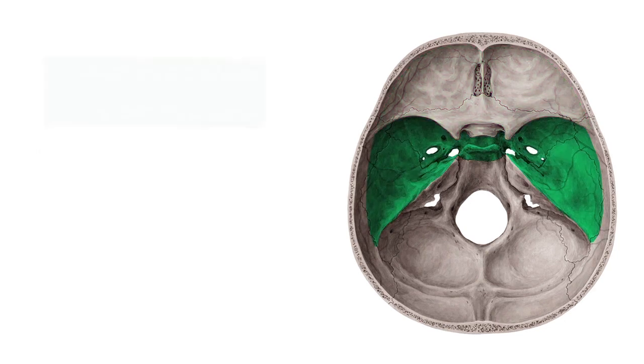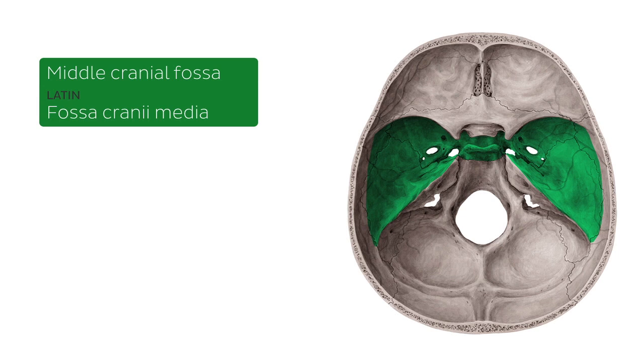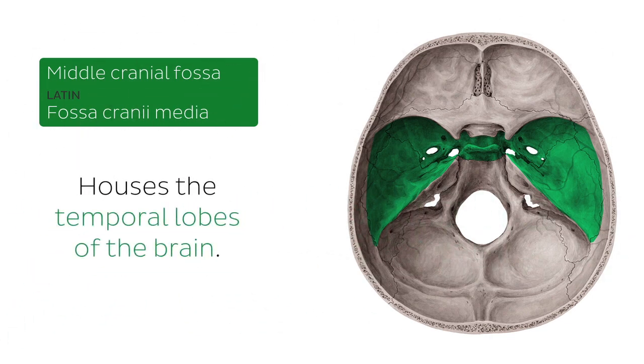This is then known as the middle cranial fossa. And the middle cranial fossa is formed by parts of the parietal bones and the temporal bones, and it houses the temporal lobes of the brain.